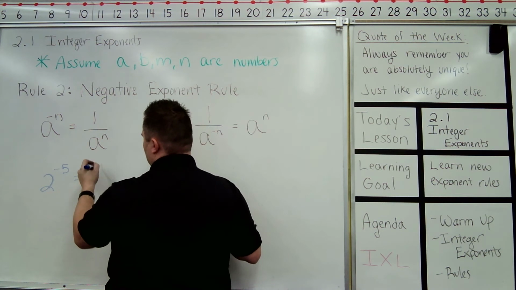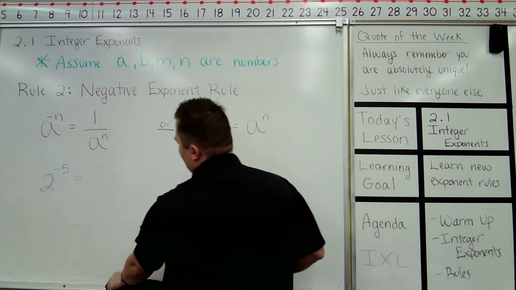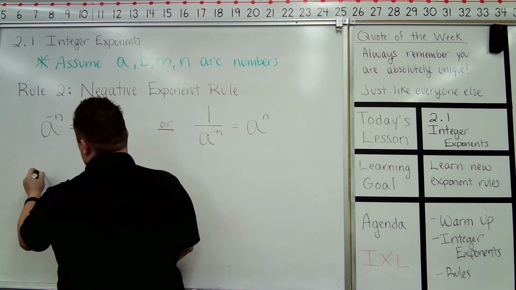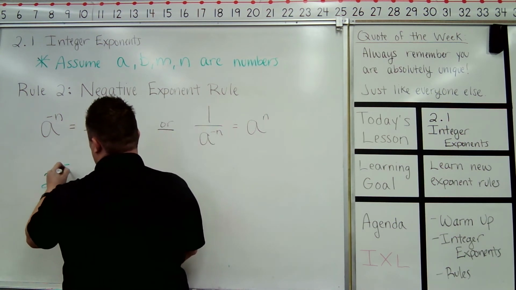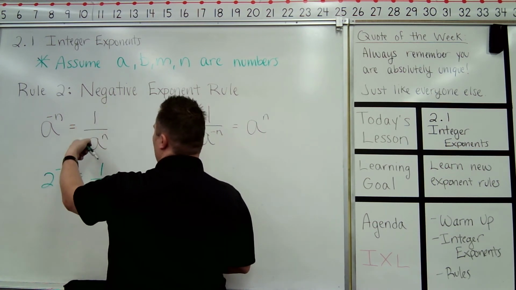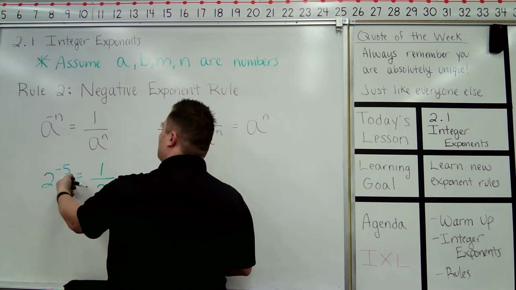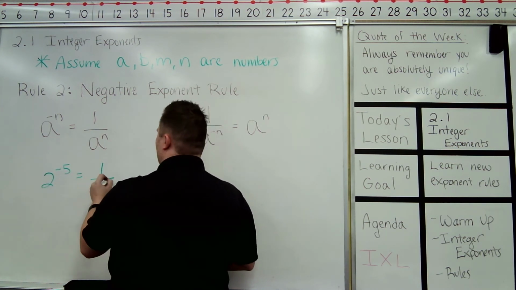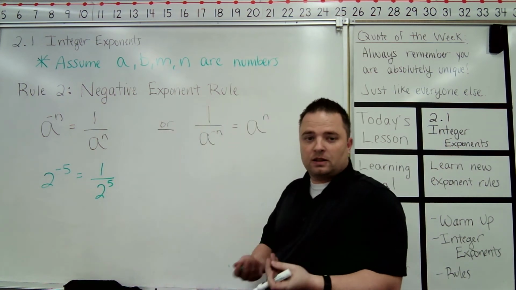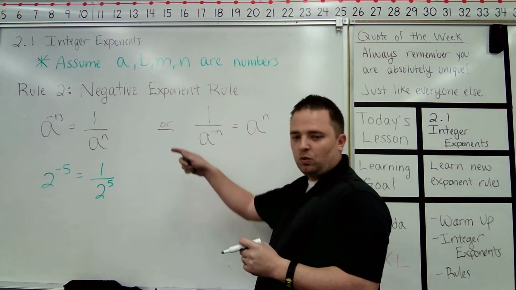This pen is awful. If it's okay with you, I'm going to use green again. Let me rewrite this. 2 to the negative 5 can be rewritten as 1 over a. Remember, a was 2. But this time I get to write this as a positive version. A positive 5. I got rid of the negative. That's the point. That's the entire point of using this rule.